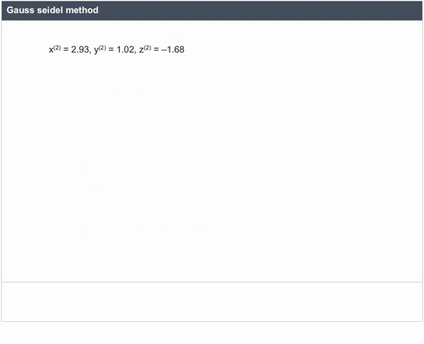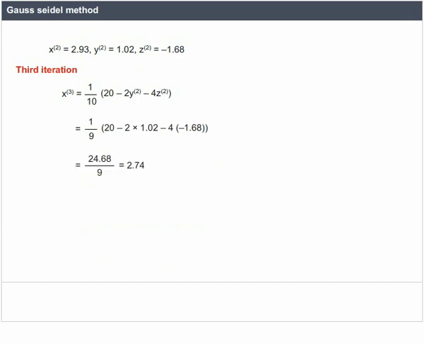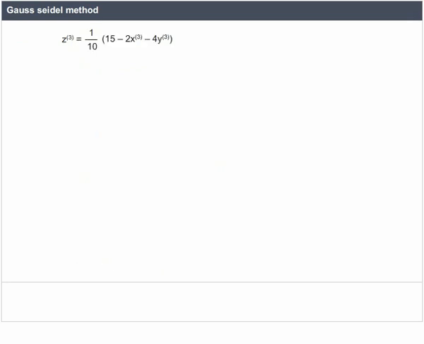Third iteration. x^3 equals 1 by 9 times (20 minus 2y^2 minus 4z^2). We get the answer 2.74. Then y^3 equals 0.998, z^3 equals minus 1.648. Finally, we get x^3 equal to 2.74, y^3 equal to 0.998, z^3 equal to minus 1.648.